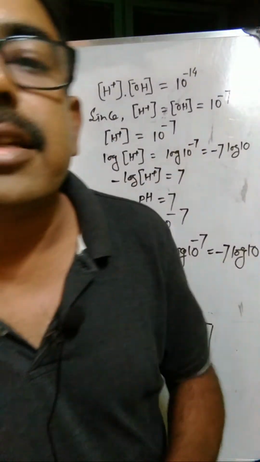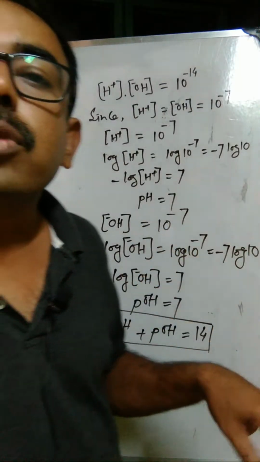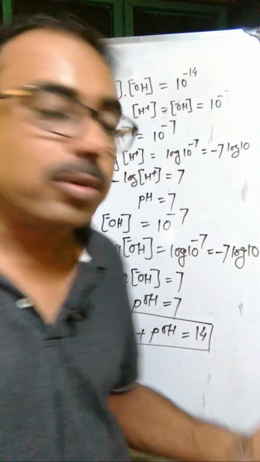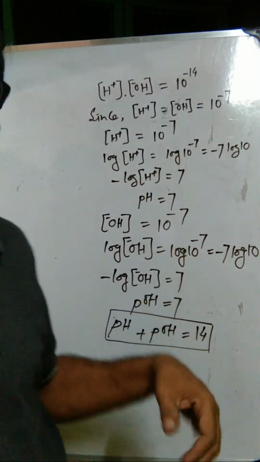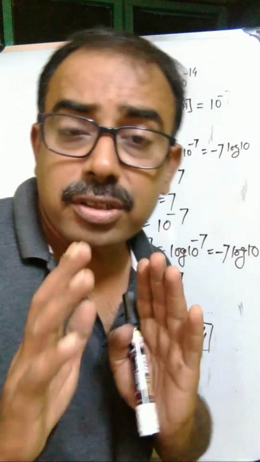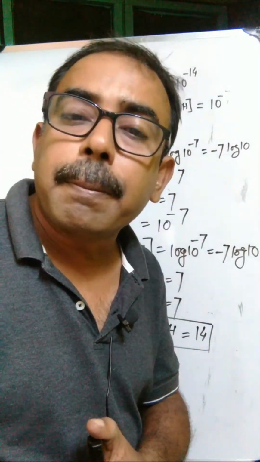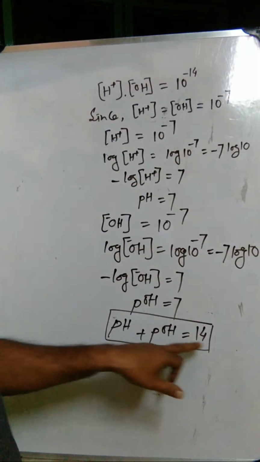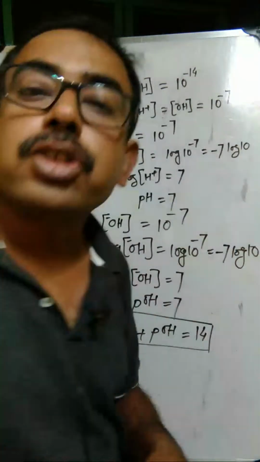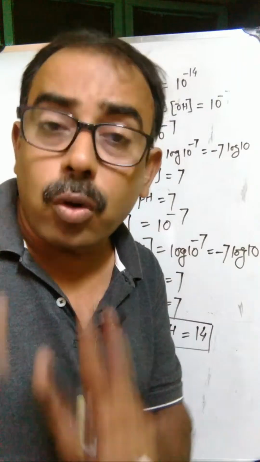As we increase the concentration of OH minus, the 10 to the power minus 7 increases to 10 to the power minus 6 or 10 to the power minus 5. So the pOH value goes from 7 to 6, 5, 4. So in basic solution, the pOH is less than 7. If pOH is 6, then pH must be 8, as the sum of pH and pOH is always 14.